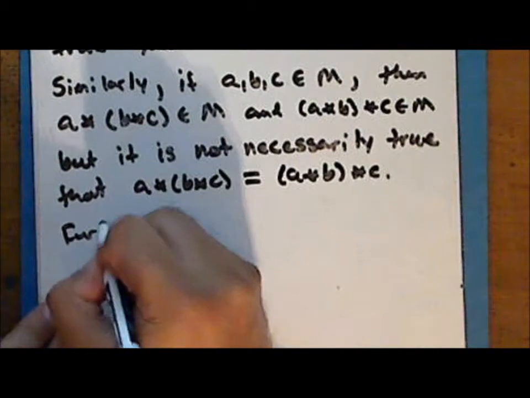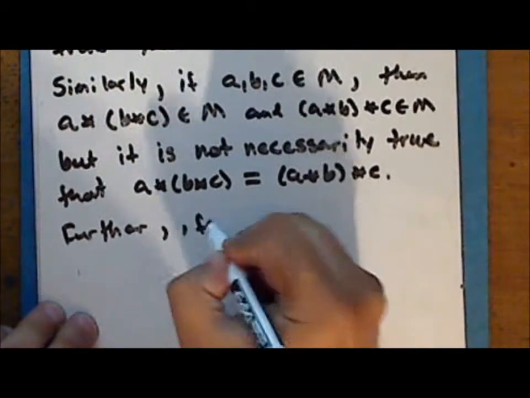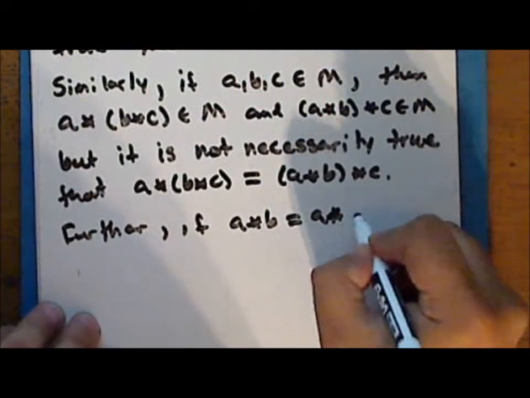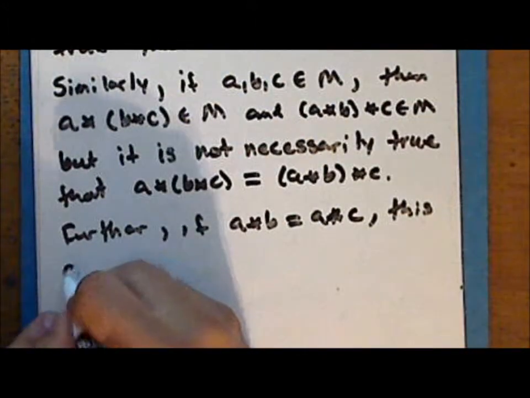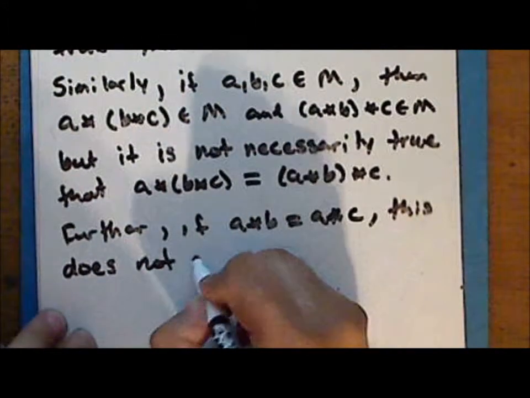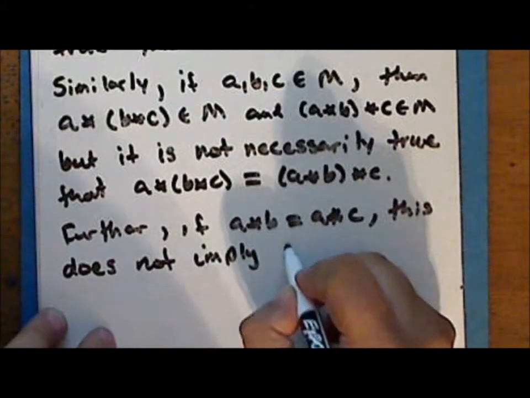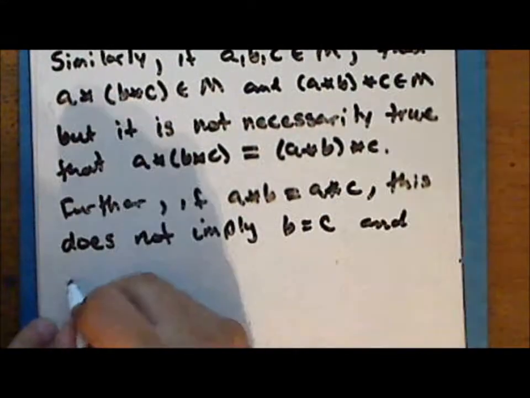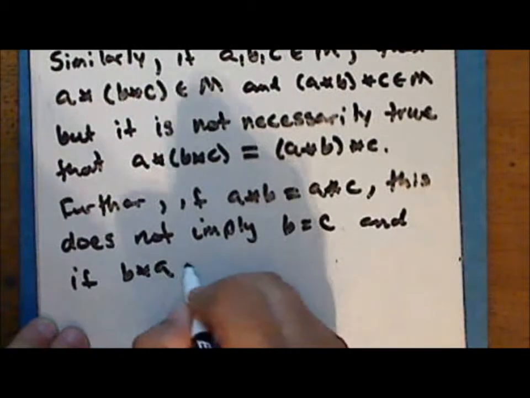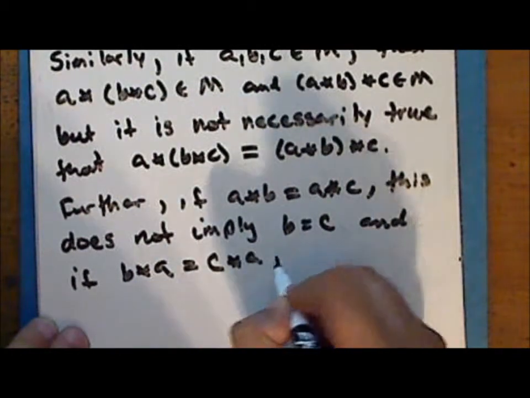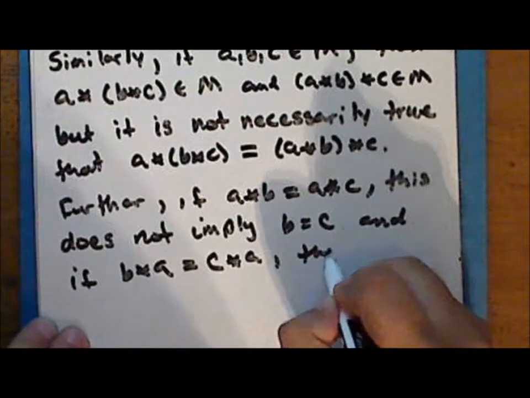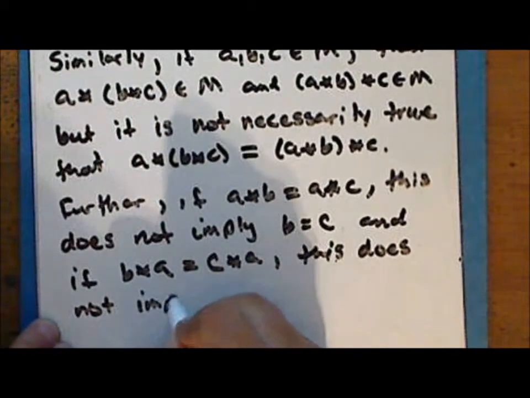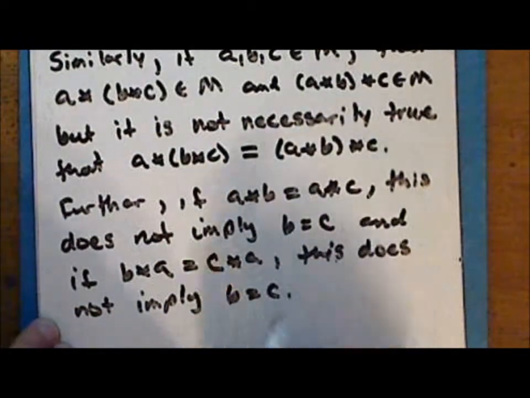Further, if A star B happens to be equal to A star C, this does not imply that B is the same as C. And if B star A happens to be the same as C star A, this does not imply that B is equal to C.